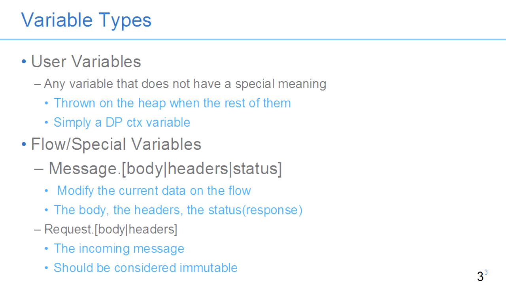Request.body and request.headers and all the others that William noted should be considered immutable. You can read from them, but you should never set them.